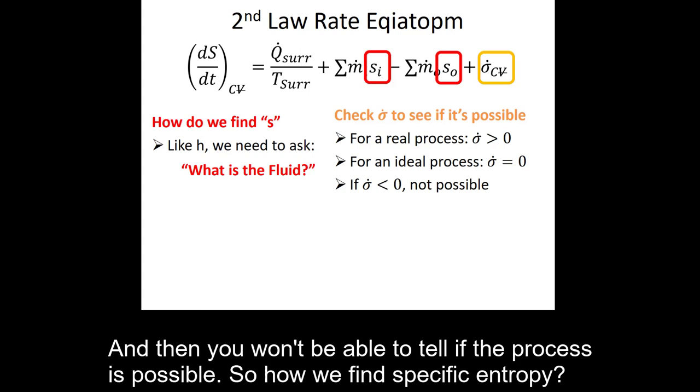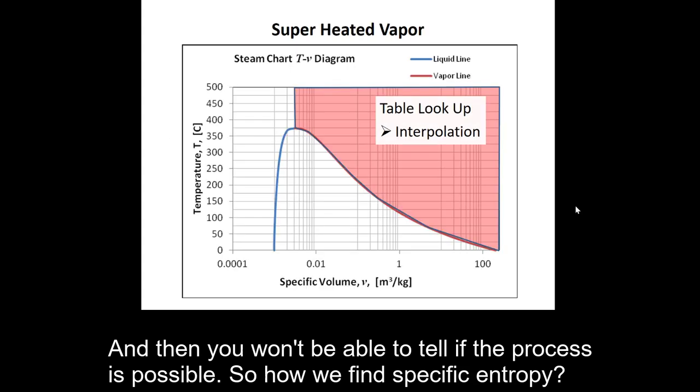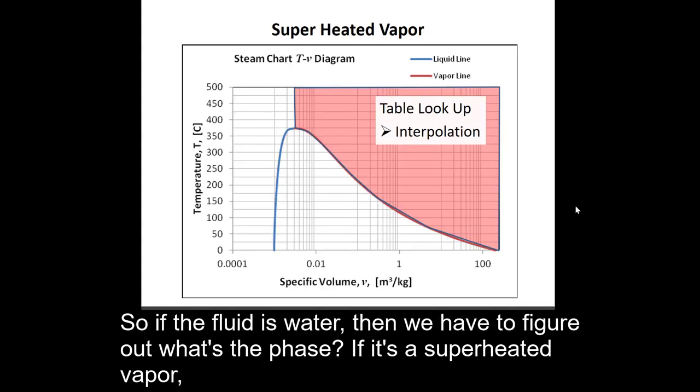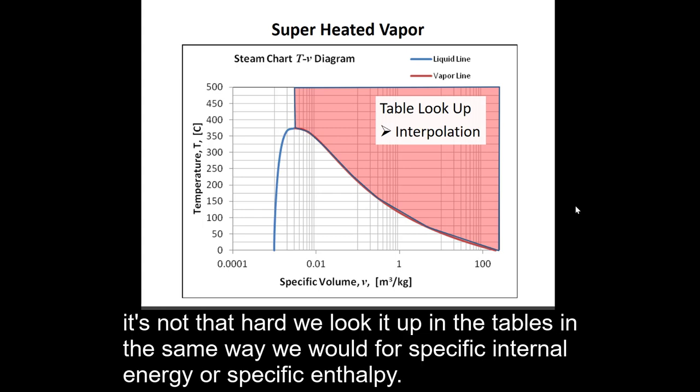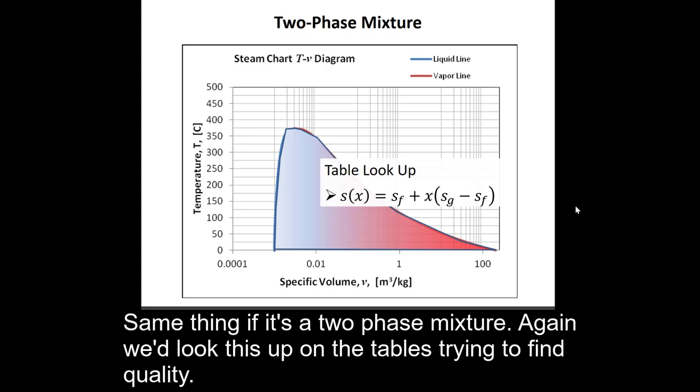So how do we find specific entropy? If the fluid is water, then we have to figure out what's the phase. If it's a superheated vapor, it's not that hard. We look it up in the tables in the same way we would for specific internal energy or specific enthalpy. Same thing if it's a two-phase mixture. Again, we look this up on the tables, trying to find quality.